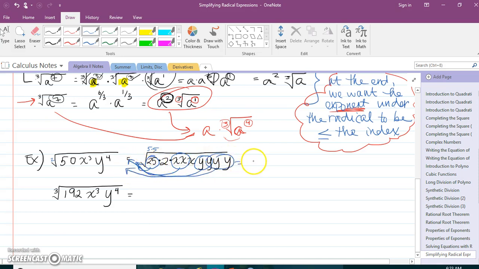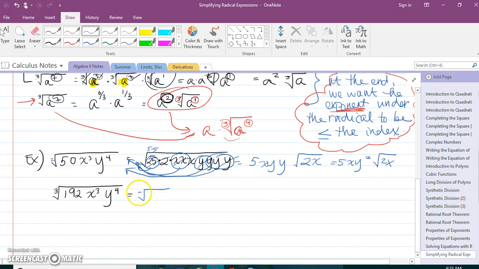So what I'm going to do is I'm going to write out the square root of 25 was 5. This came out to be x. This and this each came out to be a y. Stuck under my square root is this 2 and this x. So my final answer is 5xy squared times the square root of 2x. Sometimes you'll have a radical left over. Sometimes everything will escape. Okay, let's try this one.